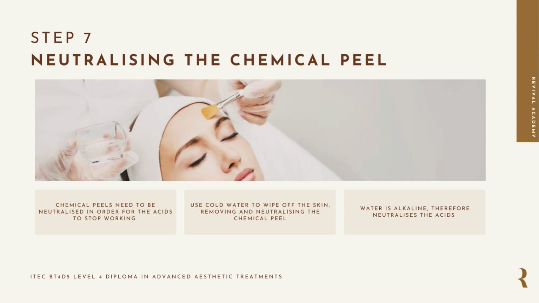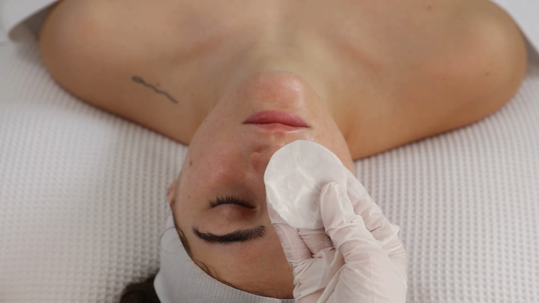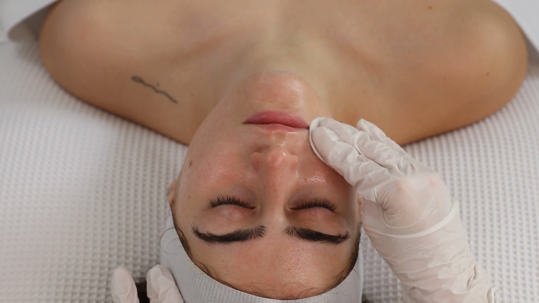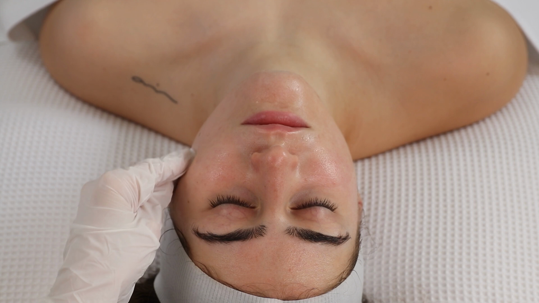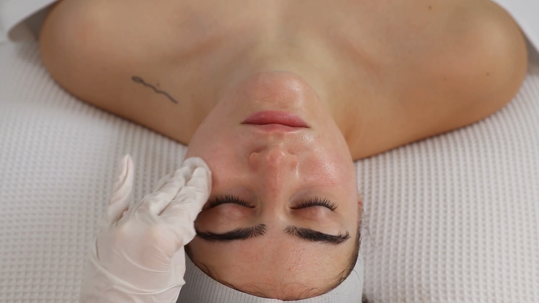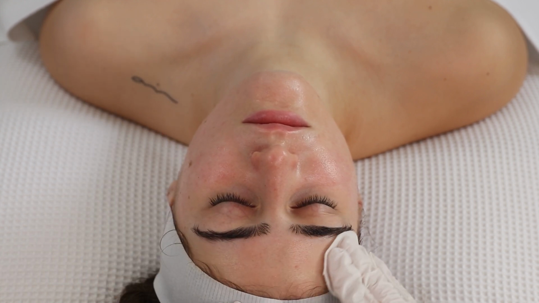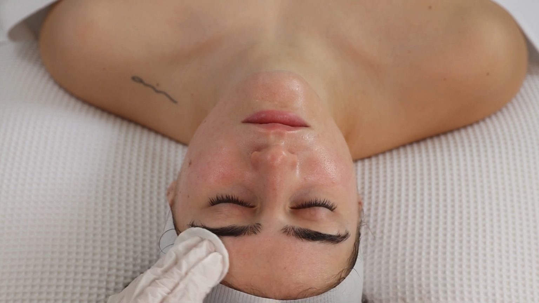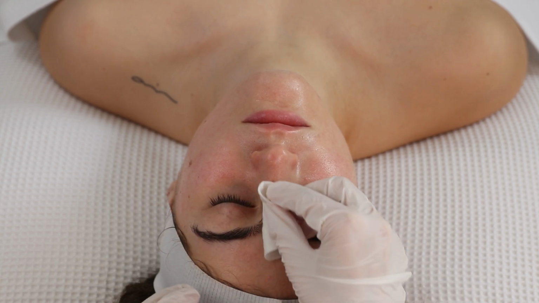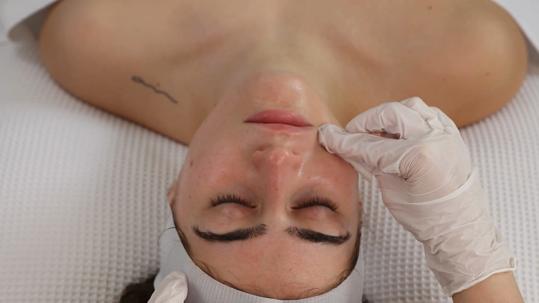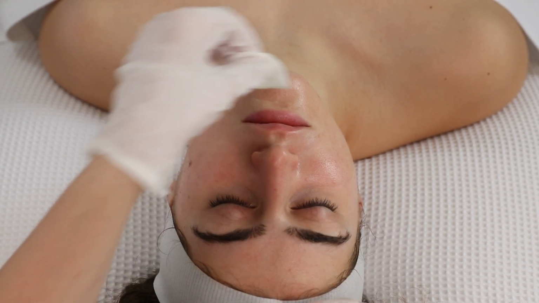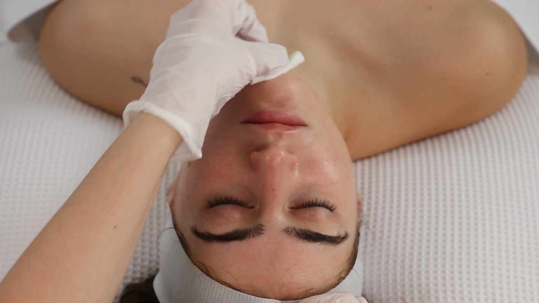For this you are going to use cold water, which removes and neutralizes the chemical peel and stops it from working. For this you're going to need one damp cotton pad. Starting from the right side of the face, moving upwards towards the jawline and the cheeks, moving on to the left side of the face. And lastly, going over the nose, forehead, upper lip until the chemical peel has been completely removed from the skin. Once the chemical peel is completely off, we're going to move on to the next step.